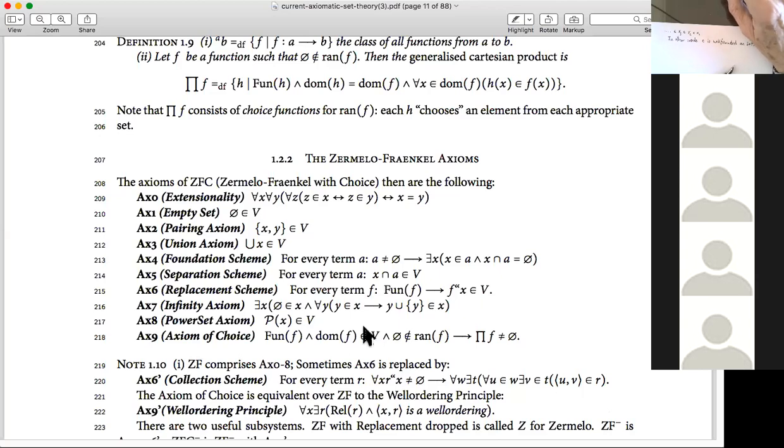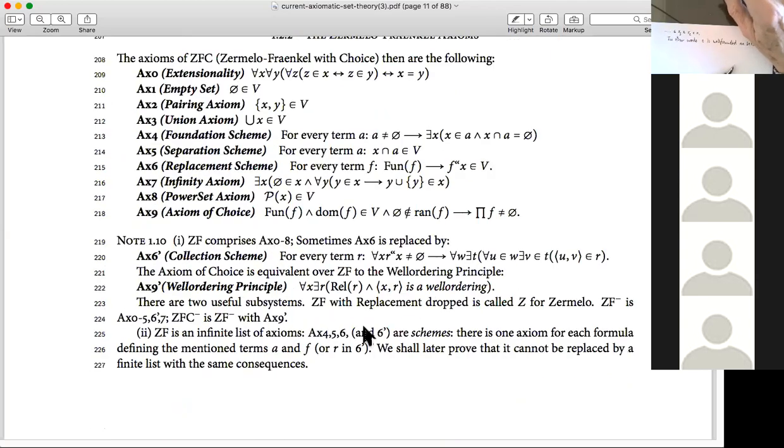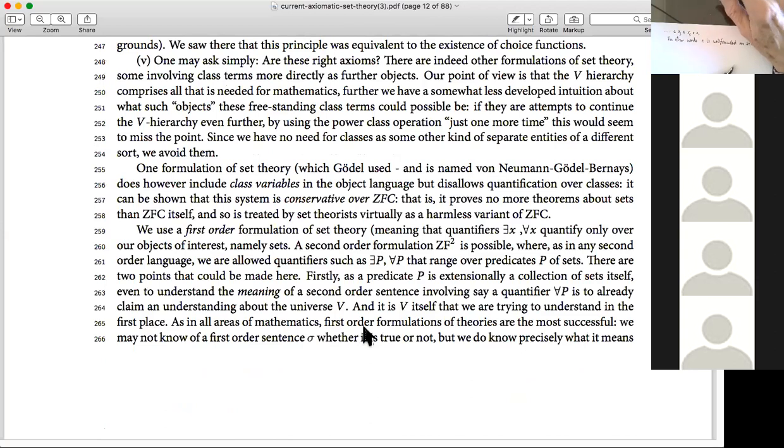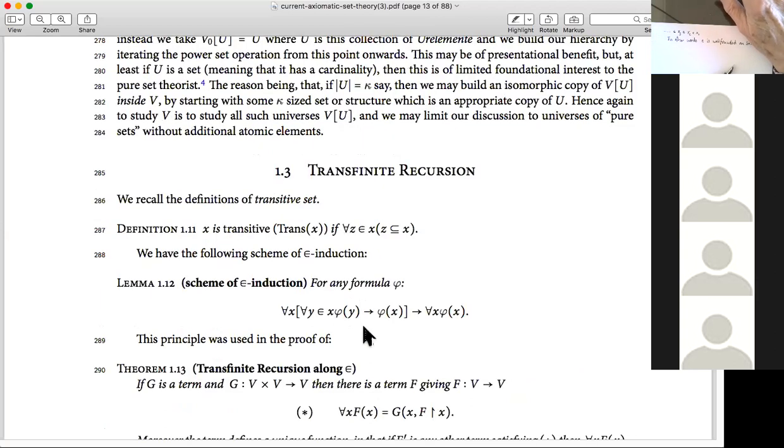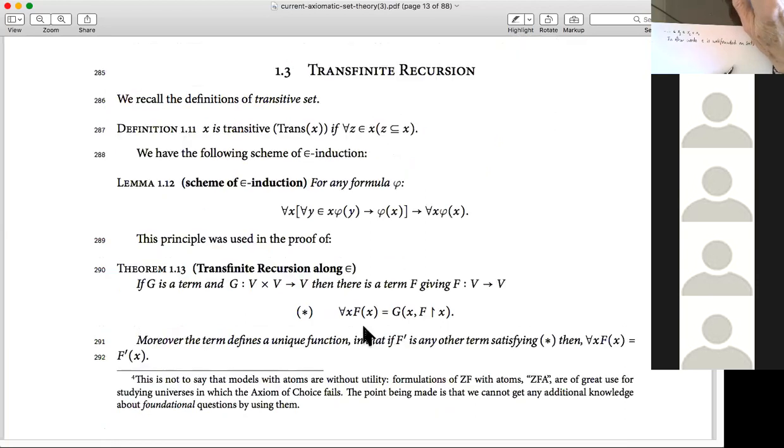So let's go ahead to, let me skip ahead past this text here and go to 1.3. So in section 1.3 here. So again, definition 1.11, a set is transitive. Recall it's transitive. It just means any element z of x is actually a subset. So all elements of x are also in x, and so forth.